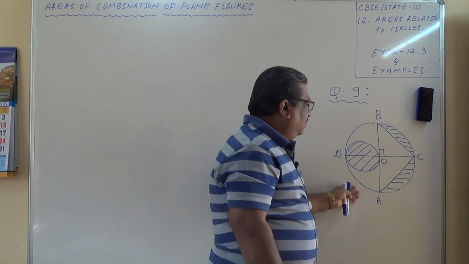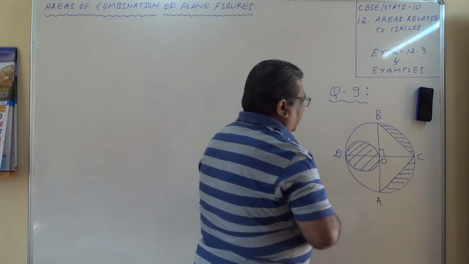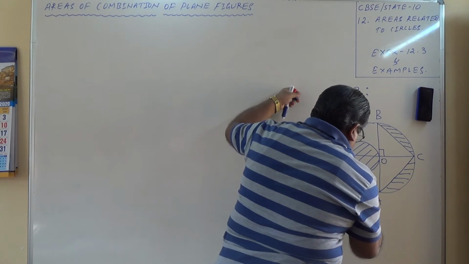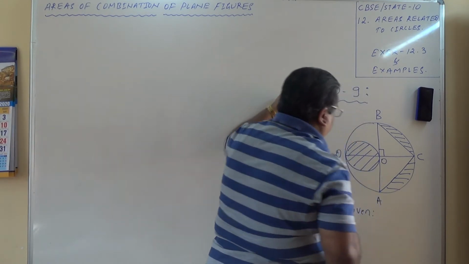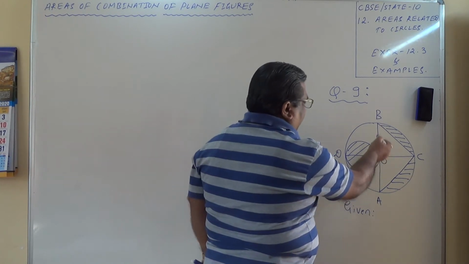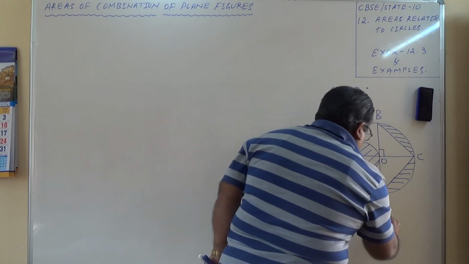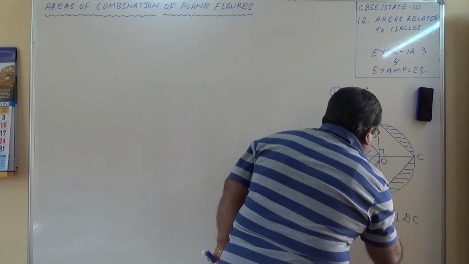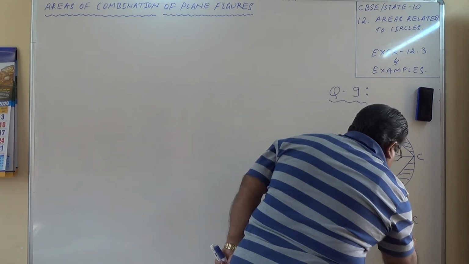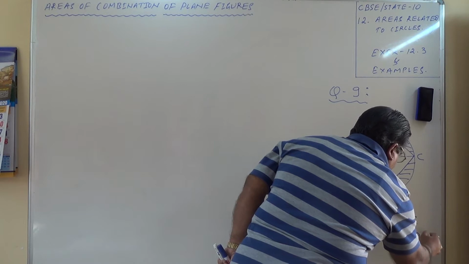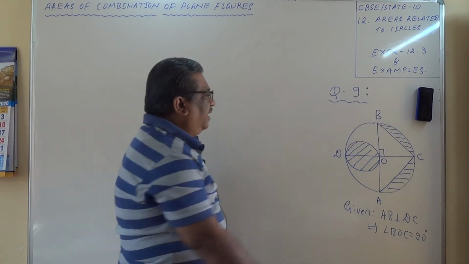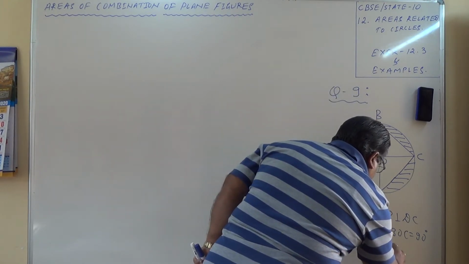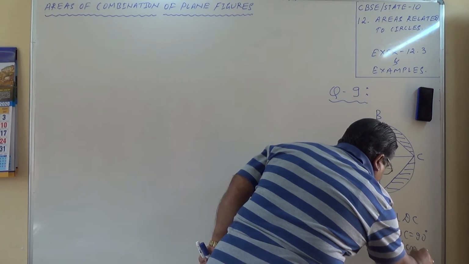So here is the diagram, and this is question number 9. Given information I will write here. Given: AB and DC are perpendicular to each other. AB is perpendicular to DC, implies angle BOC equals 90 degrees, and also the radius of the circle is given. Here I will write R equals OA equals 7 centimeter.